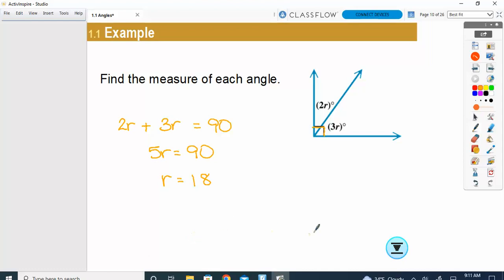Okay, so I asked for the actual angles. So if you plug that back in, 2 times 18, so this angle is 36 degrees. 3 times 18, 54.